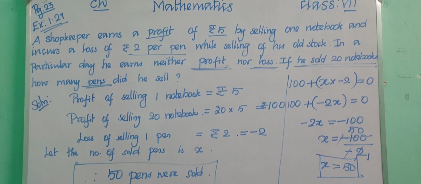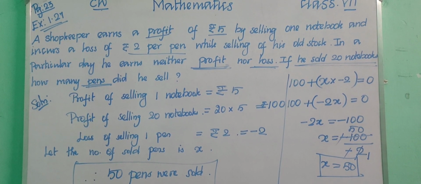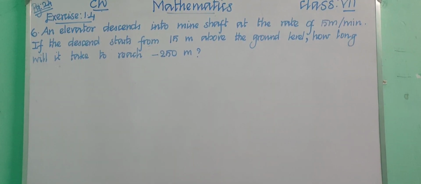Pause the video and write, okay children. After completing this, write the sixth question in your exercise sum, Exercise 1.4, sixth sum. Okay children, let us see the sixth question, Exercise 1.4. Let us read the question.